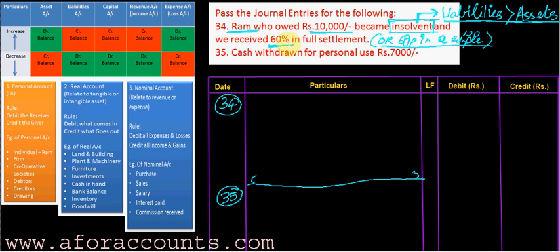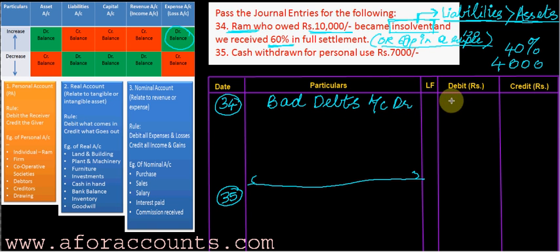60% of 10,000 is 6,000, which I receive. So what I don't receive will be my bad debts. The 40% of 10,000 will be 4,000 as bad debts. Bad debts is my expense. My expense is increasing and it has to be debited. First of all, debit the bad debts account. Bad debts account debit by 4,000. I was supposed to receive them, but now I am not receiving. This is my expense or loss. So when bad debts expense increases, I have to debit it.